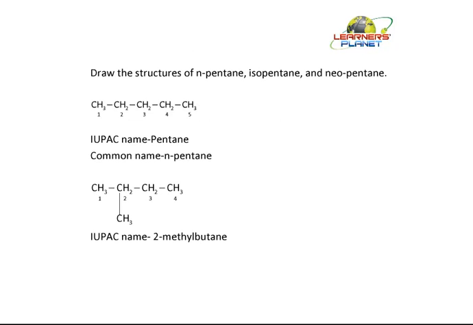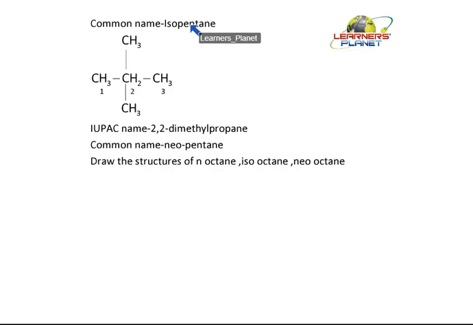Now moving to the next. Draw the structures of n-pentane, isopentane and neopentane. n-Pentane means normal pentane where there is no branching. So this is n-pentane. Its IUPAC name is pentane. Then isopentane is when there is a single branching, and its name would be, at which carbon is the substituent present? Second carbon. So it should be 2-methyl-butane, right? Or it is also called isopentane. Then this one is 2,2-dimethyl-propane, and its common name is neopentane.